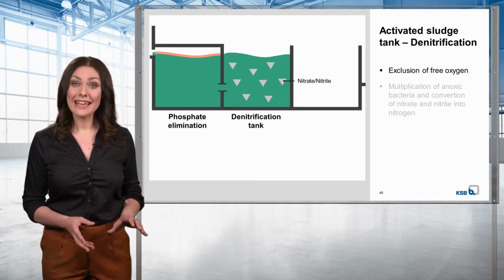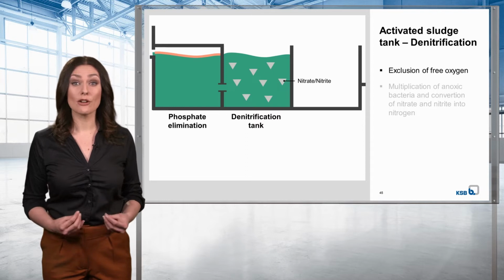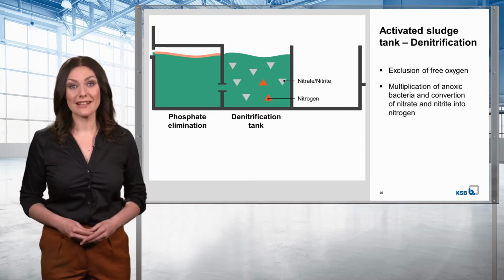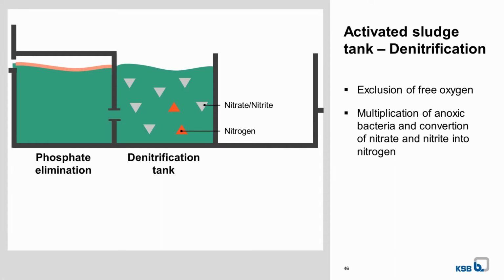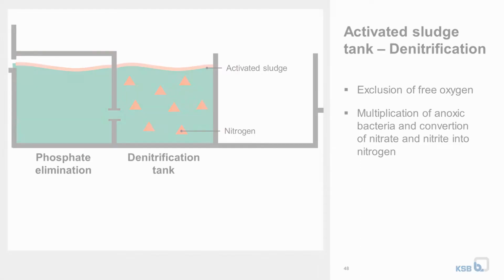When the phosphate has been eliminated in the first stage, the water flows into the so-called denitrification tank. Here, it is no longer the anaerobic, but the anoxic bacteria that enjoy optimum life conditions. With free oxygen being excluded, anoxic bacteria thrive and multiply. They biologically convert nitrate and nitrite into nitrogen.